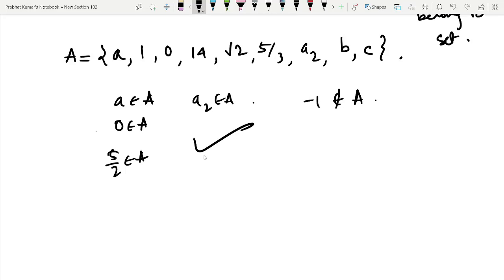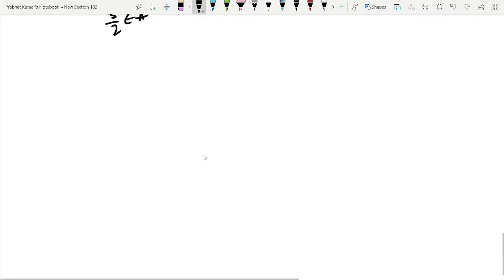Right. So set theory also gives you a mathematical language. So how to write something in a mathematically precise way, set theory actually helps you to achieve that, right? Okay.